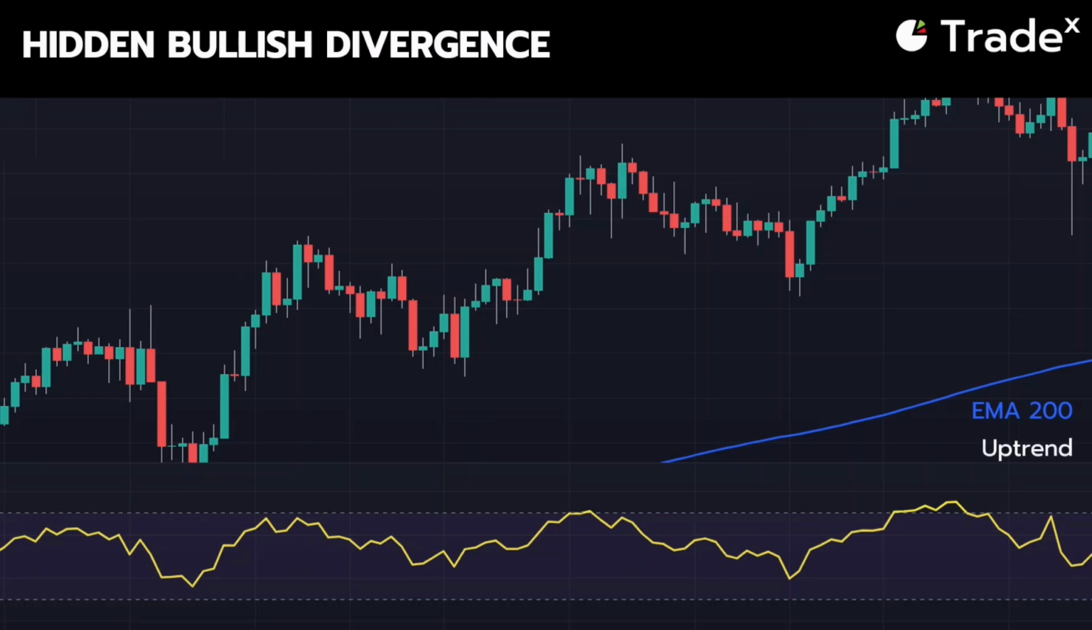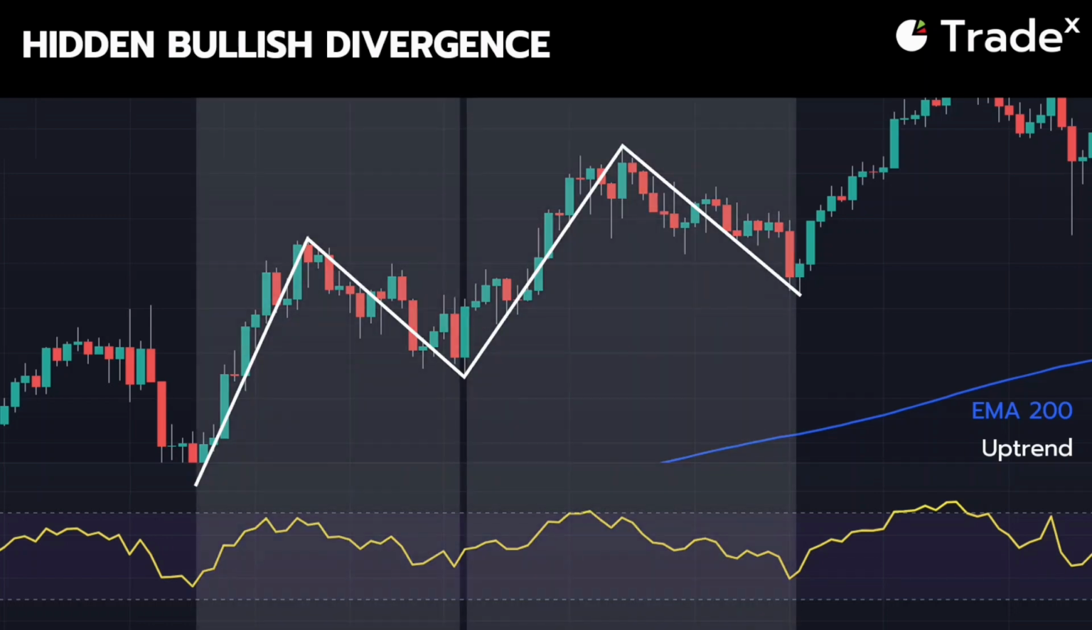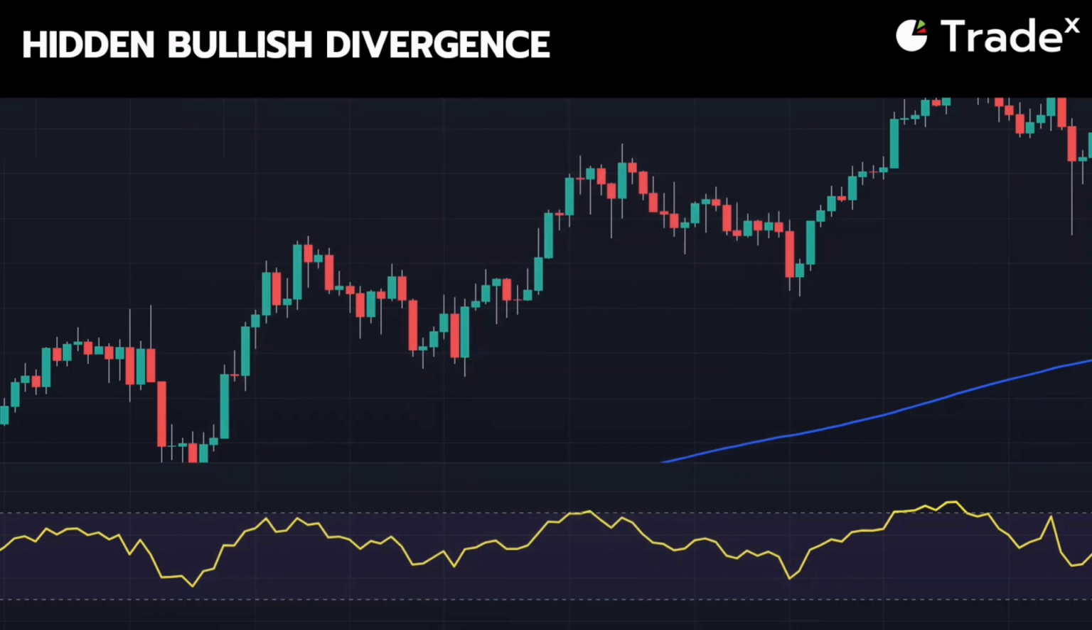Since the price is above the EMA 200, we confirm an uptrend. Next, observe the price movement and identify two lows along with two distinct regions. The first region indicates gaining momentum with strong upward movement, while the second region shows a loss of momentum. By analyzing these lows and their corresponding RSI values, we can forecast potential future price movements.